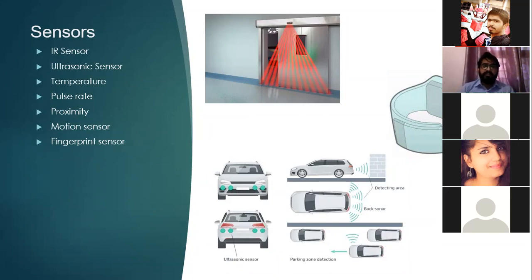So IR sensor, as I discussed, then ultrasonic sensor for a reverse car parking sensor, then a temperature sensor. You can see that a clock displays the temperature of the surroundings also. Then a pulse rate sensor. The sensor is almost included in all smartwatches, fitness trackers, or fitness bands.